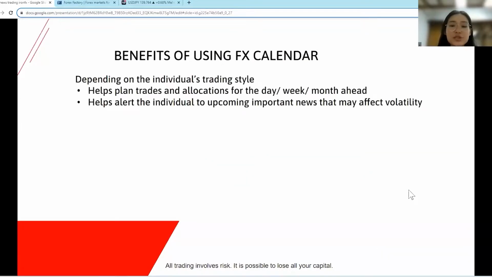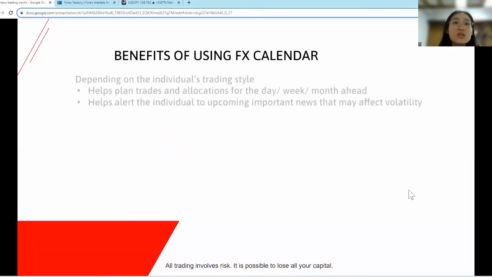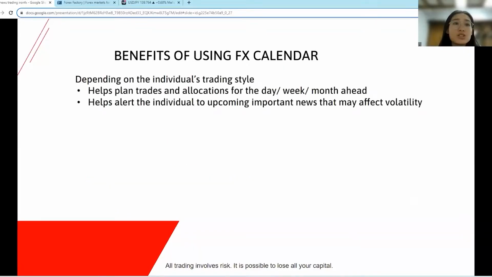We briefly touched on this already, but let's recap some of the benefits of using an FX calendar. It really depends on whether you are a long-term trader or short-term trader, but we've shown here a couple of trading strategies for you to use, even if you are a long-term trader. Generally it helps you to be alert to upcoming important news that may affect the volatility as well.